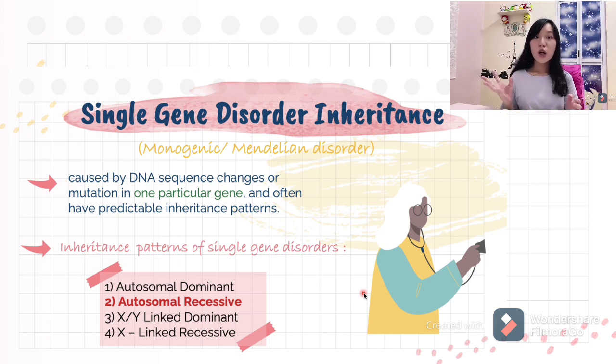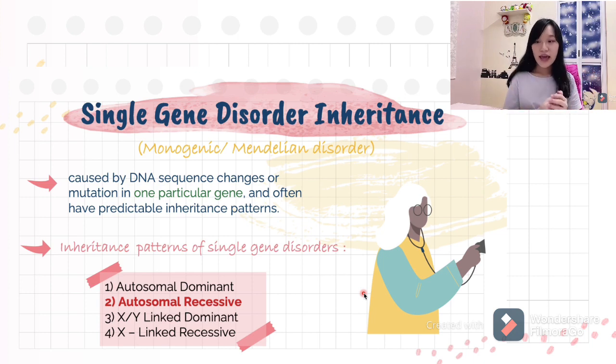Since only a single gene mutation is involved, this kind of disorder, for example thalassemia, can be easily tracked through the families, and we can also predict the risk of this gene disorder occurring in later generations. In single gene disorder inheritance, there are a few inheritance patterns, for example autosomal dominant, autosomal recessive, X or Y linked dominant, and also X-linked recessive.